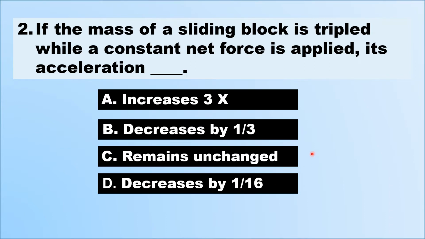So, this question actually is an application of Newton's law of acceleration. And if you recall, the mass of a body is inversely proportional to the acceleration when the net force is held constant. So it says there that if the mass of the sliding block is tripled, what will happen to the acceleration? The fact is that they are inversely proportional. So if your answer is letter B, then you are correct.